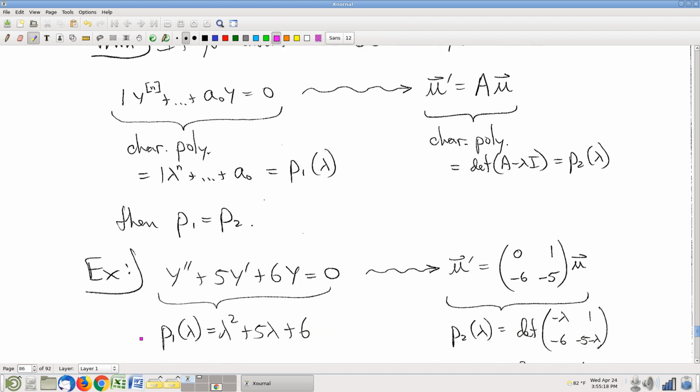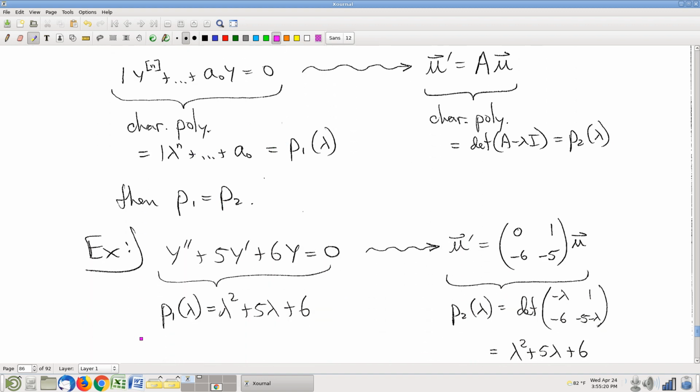Let's see this in action, right? How could this possibly be true? We'll start with this equation here. Characteristic polynomial is easy to write down. Again, in the chapter 4 context, you just kind of recopy the coefficients. It's really easy to write down characteristic polynomials. Here's the first order system that you get.